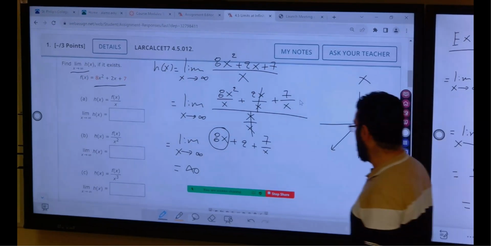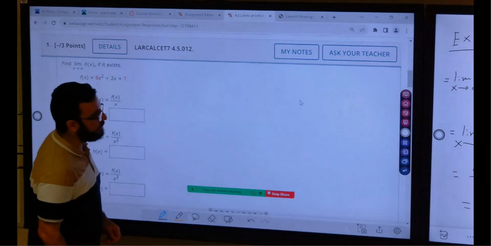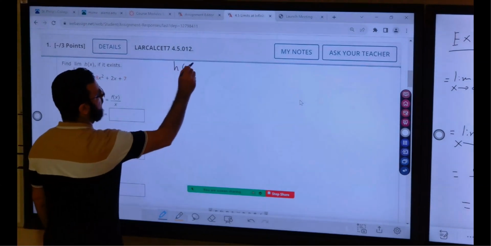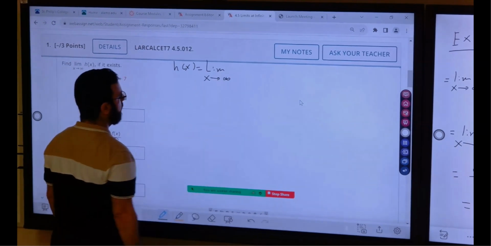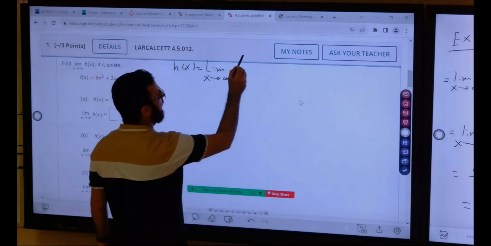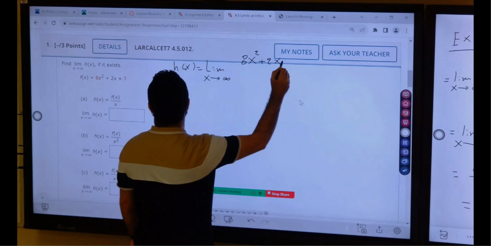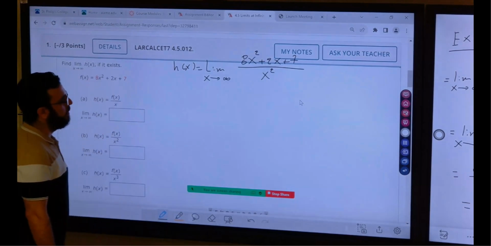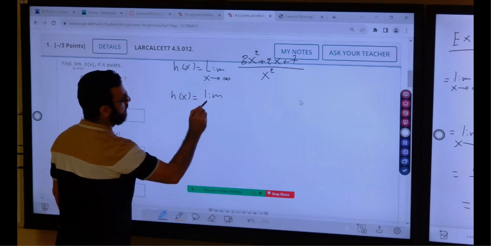You will do the same thing. Second one, now they're telling you over what? X squared. So it's going to be the same thing. H of x equals the limit when x goes to infinity. Our polynomial is 8x squared plus 2x plus 7 divided by x squared. That means we're going to divide everything by x squared.